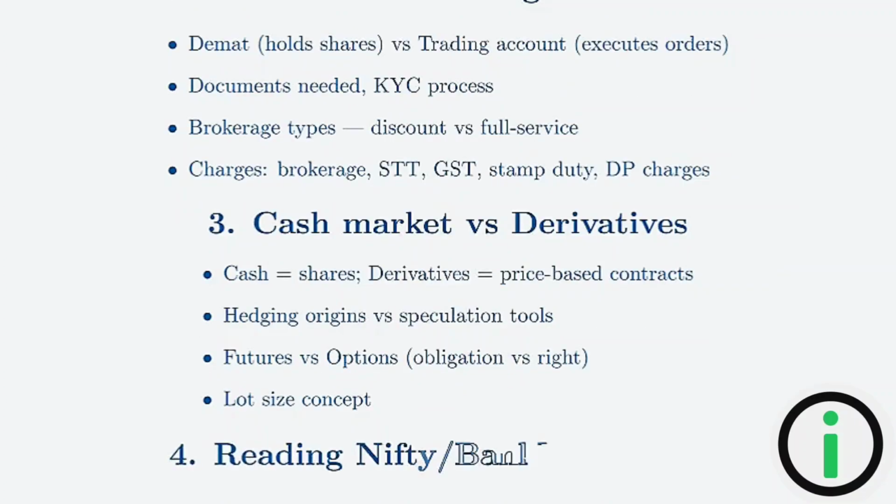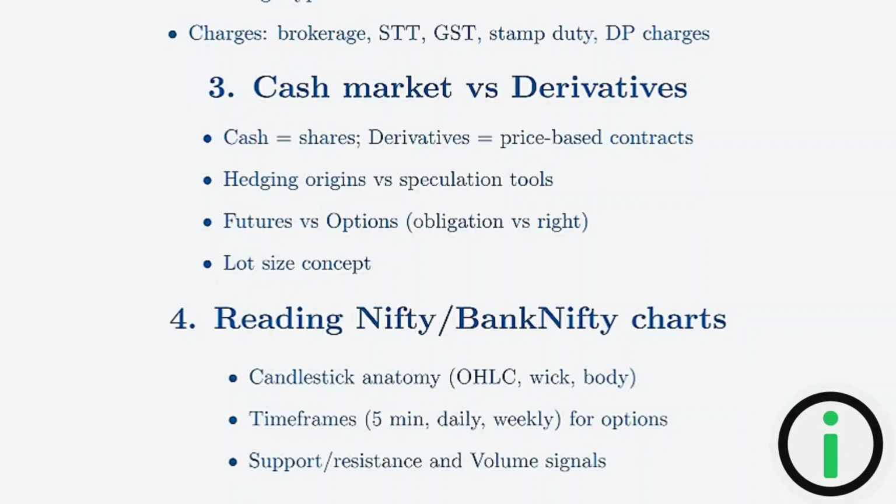Finally, we looked at reading Nifty and Bank Nifty charts. We broke down candlestick anatomy, including the open, high, low, close, wick, and body. We discussed time frames, such as 5-minute versus daily versus weekly, and which ones matter for options. We finished with support and resistance basics and the importance of volume as a confirming signal.